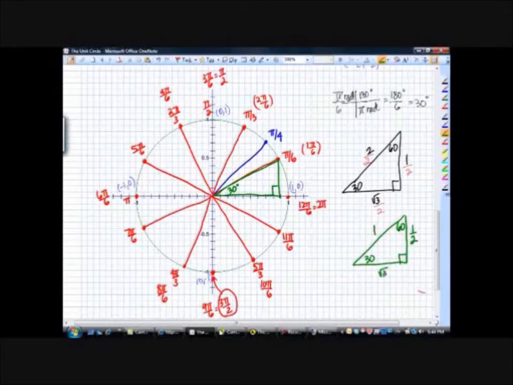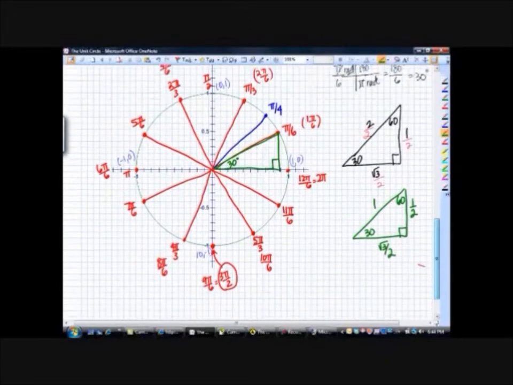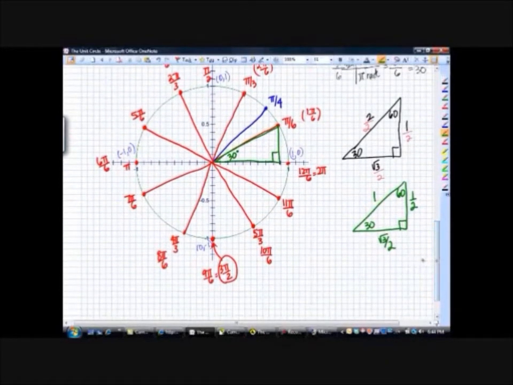1/2 and root 3 over 2. So with that being said, let's try to find the terminal points of some angles that are based off of pi over 6.